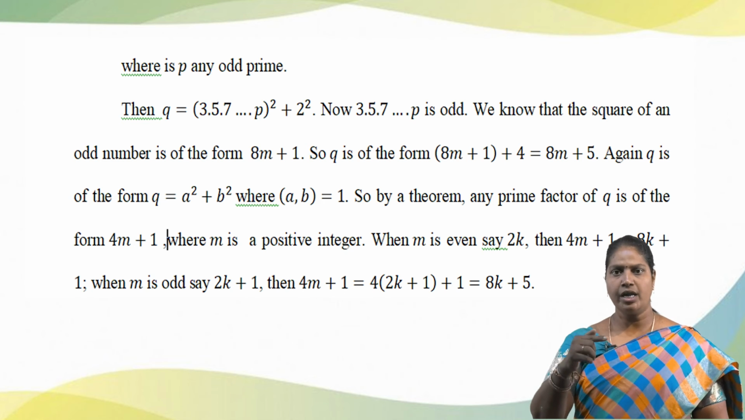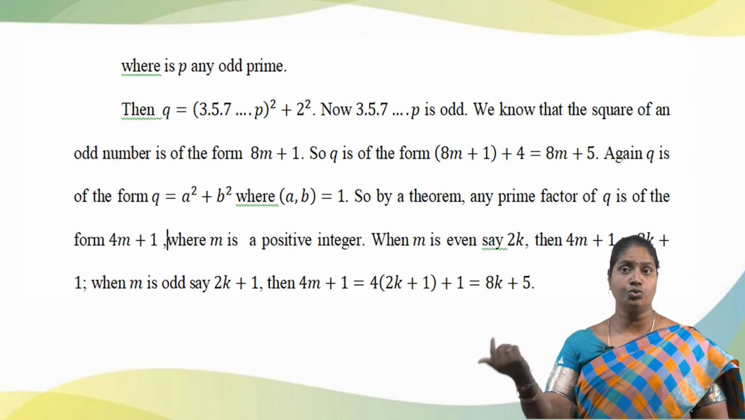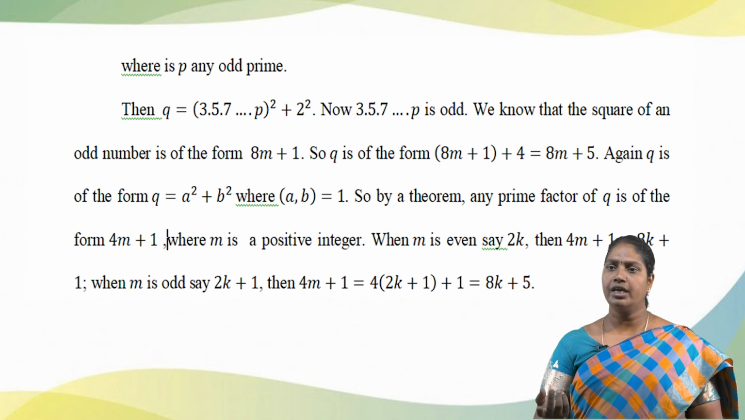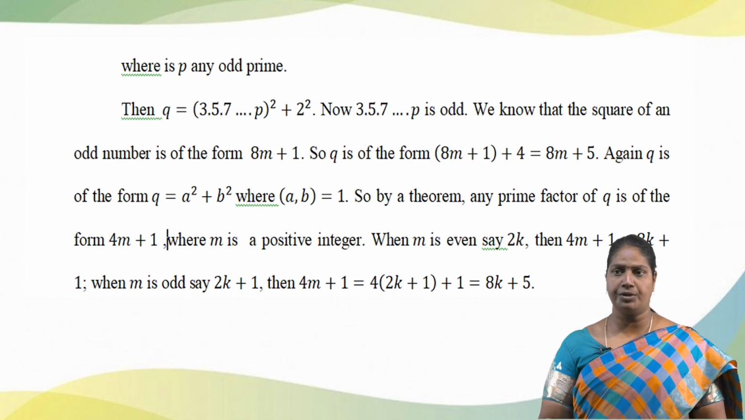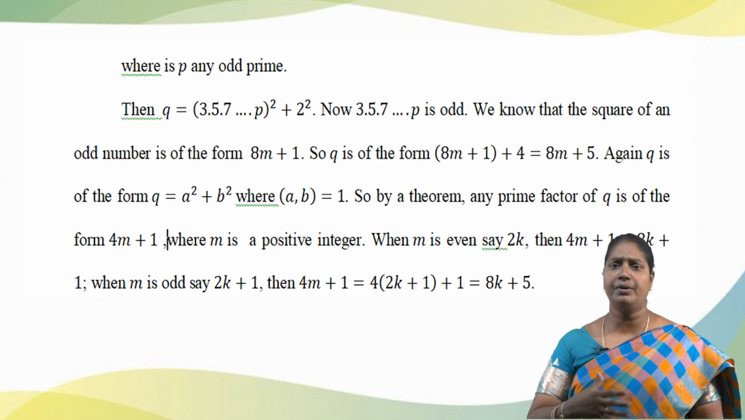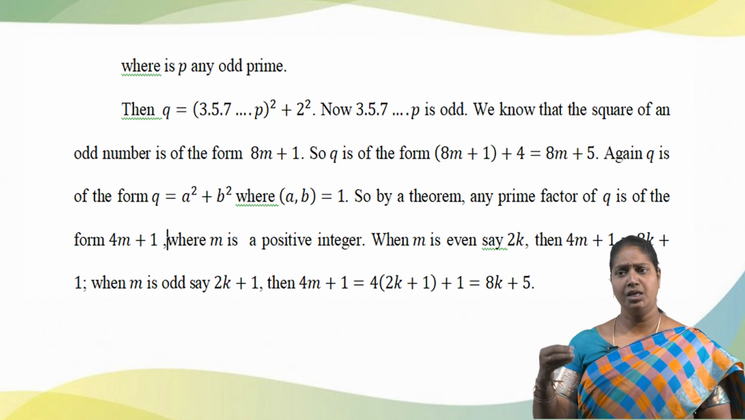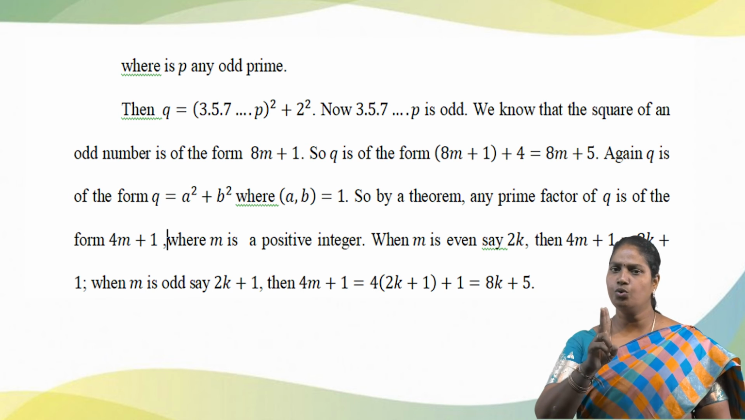Also, we observe that q is of the form a square plus b square, where a and b have gcd 1, because 2 square is an even number and the square of 3 up to p is an odd number. So they are coprime. So by a theorem, any prime factor of q is of the form 4m plus 1, where m is a positive integer. Now consider two cases.